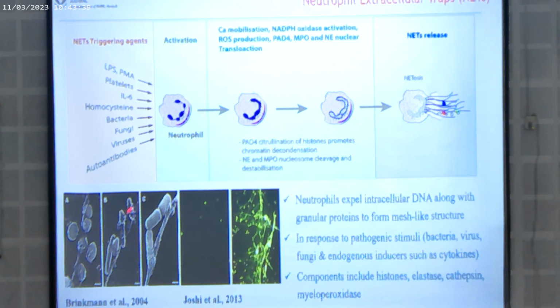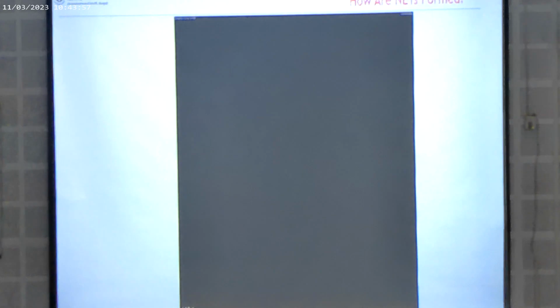These NETs were discovered earlier in 2004 by Brinkmann et al., published in Science. They showed beautifully these electron microscopy pictures trapping the bacteria Shigella, Staphylococcus aureus, and typhi. And this is our picture to show that LPS can also induce NETs, which we published later.